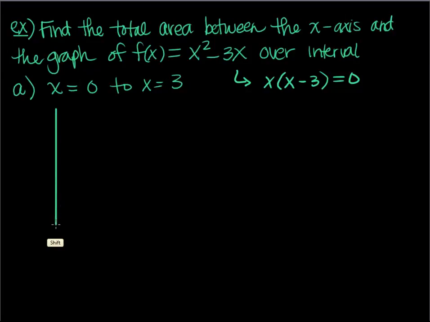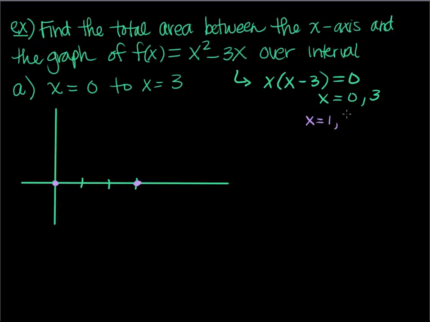I'll probably just use this graph for the remainder of the problems. My zeros are 0 and 3, so I know that my graph crosses at 0 and 3. This isn't going to be perfect. This is a parabola opening upward, because the x squared has a positive coefficient. Then let's plug in some values. When x is 1, what is f of 1? That'd be 1 minus 3, which is negative 2. So I know I'm going to be down at negative 2 when x is 1.